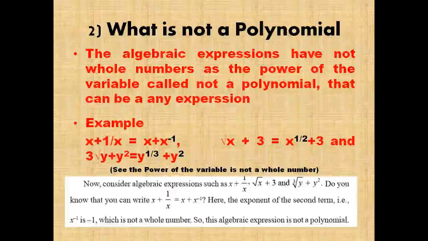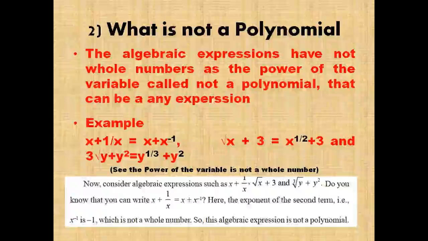Next, what is not a polynomial? We know that a polynomial has powers that are whole numbers. Then what is not a polynomial? Yes, good: a power that is not a whole number. It may be a fraction, a negative number, or a decimal. Those expressions are called not a polynomial. The definition is given there, please go through it: an algebraic expression that has a power of the variable that is not a whole number is not a polynomial.